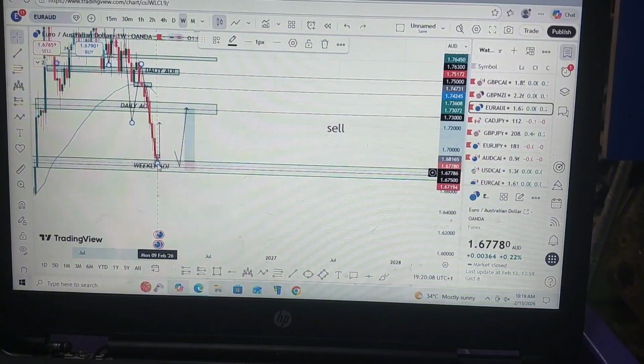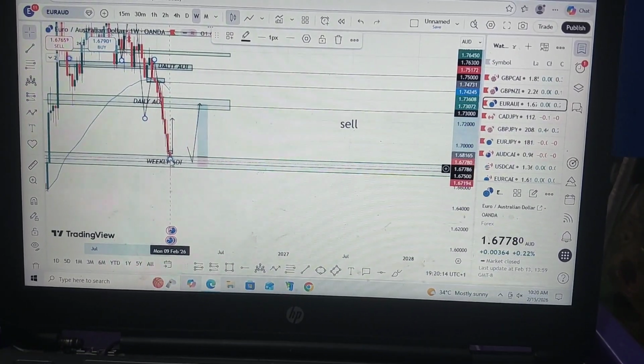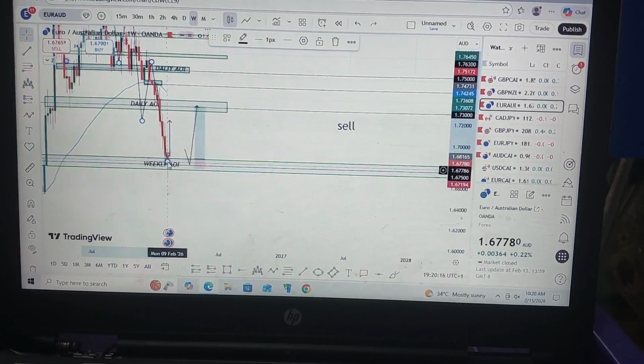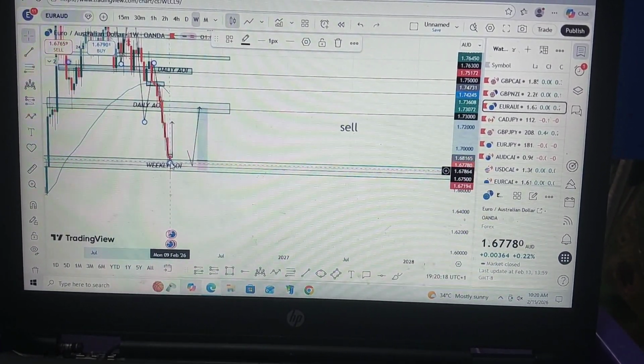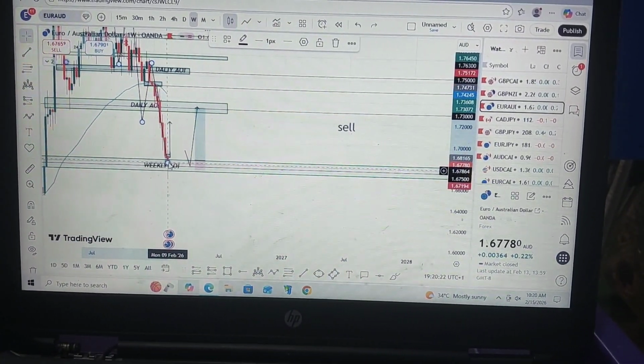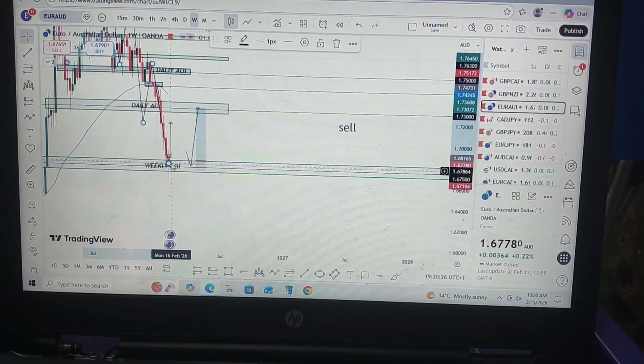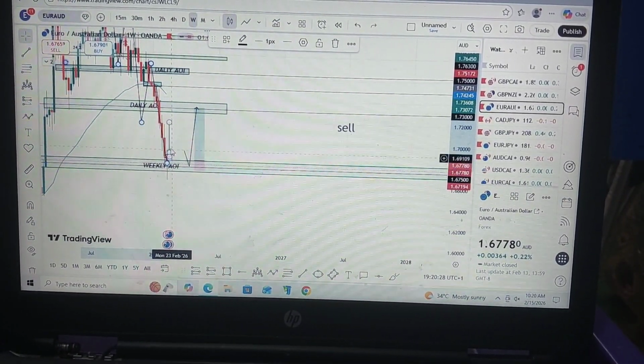What I'm trying to do, this is a high risk trade. Sorry that the camera shakes. I'm taking this trade against the higher time frame. So what I'm expecting, I'm trading the pullback.